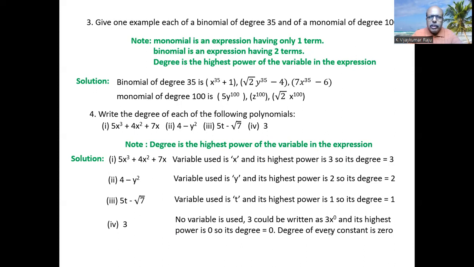So the degree of every constant is 0. Every number, when only a number is written, it could be any real number, then the degree you will have to write is 0.